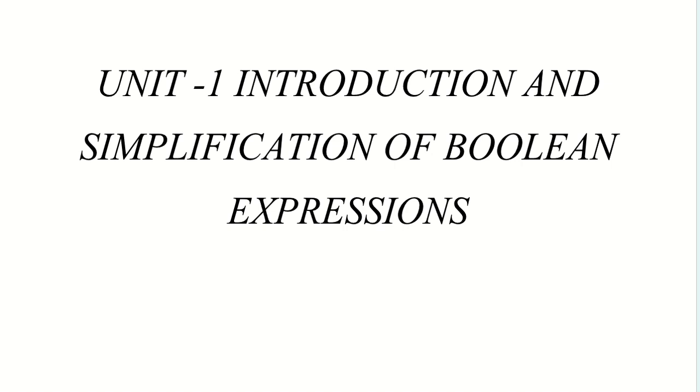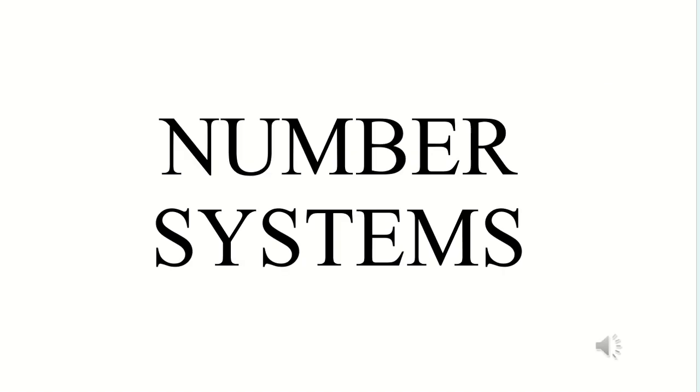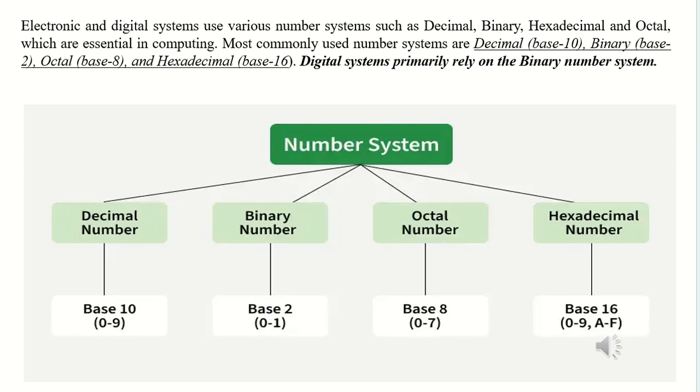So as I said, the first topic is number system. And there are four different types of number system: decimal number system, binary number system, octal number system, hexadecimal number system. Here, binary number system is the most essential in digital systems because it uses only two symbols, zeros and ones, to represent all data.